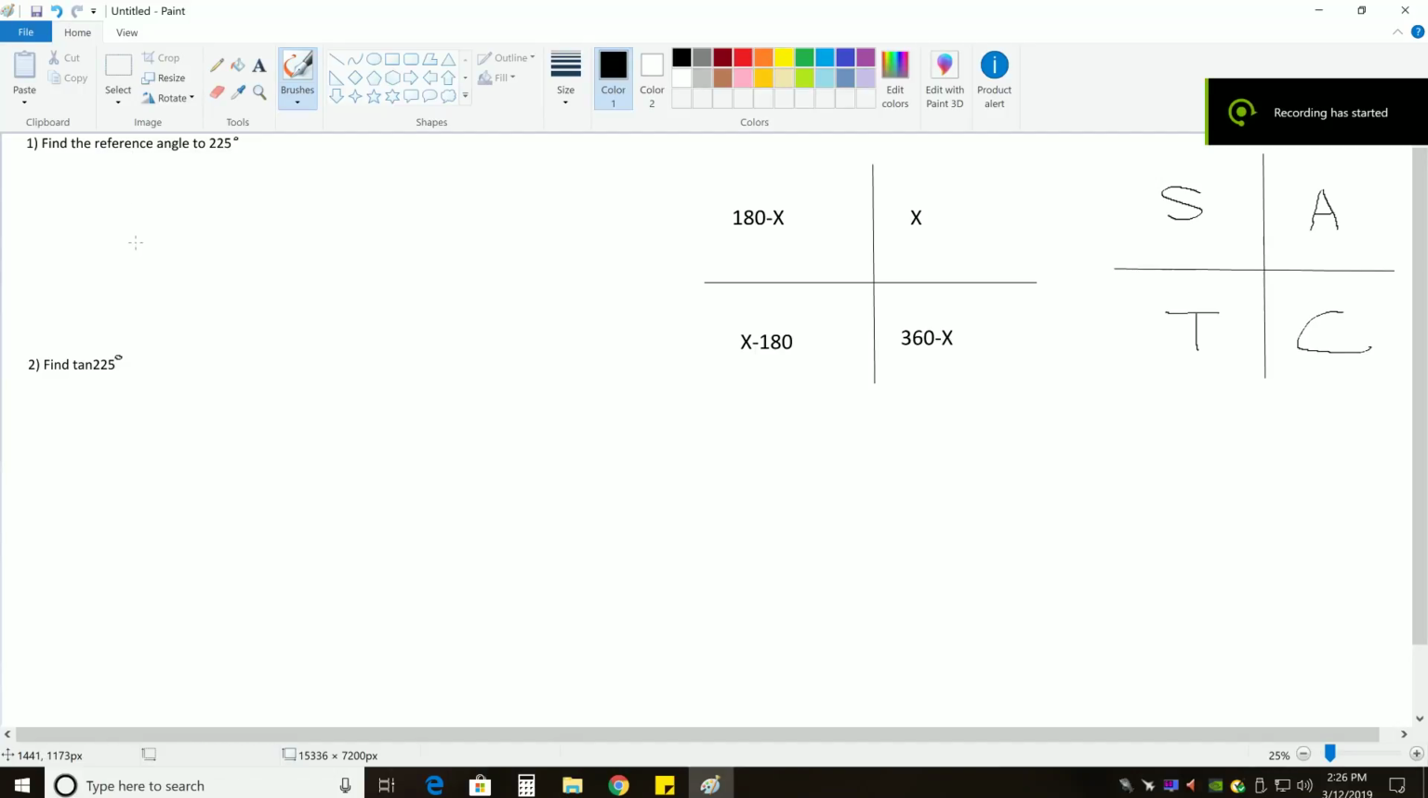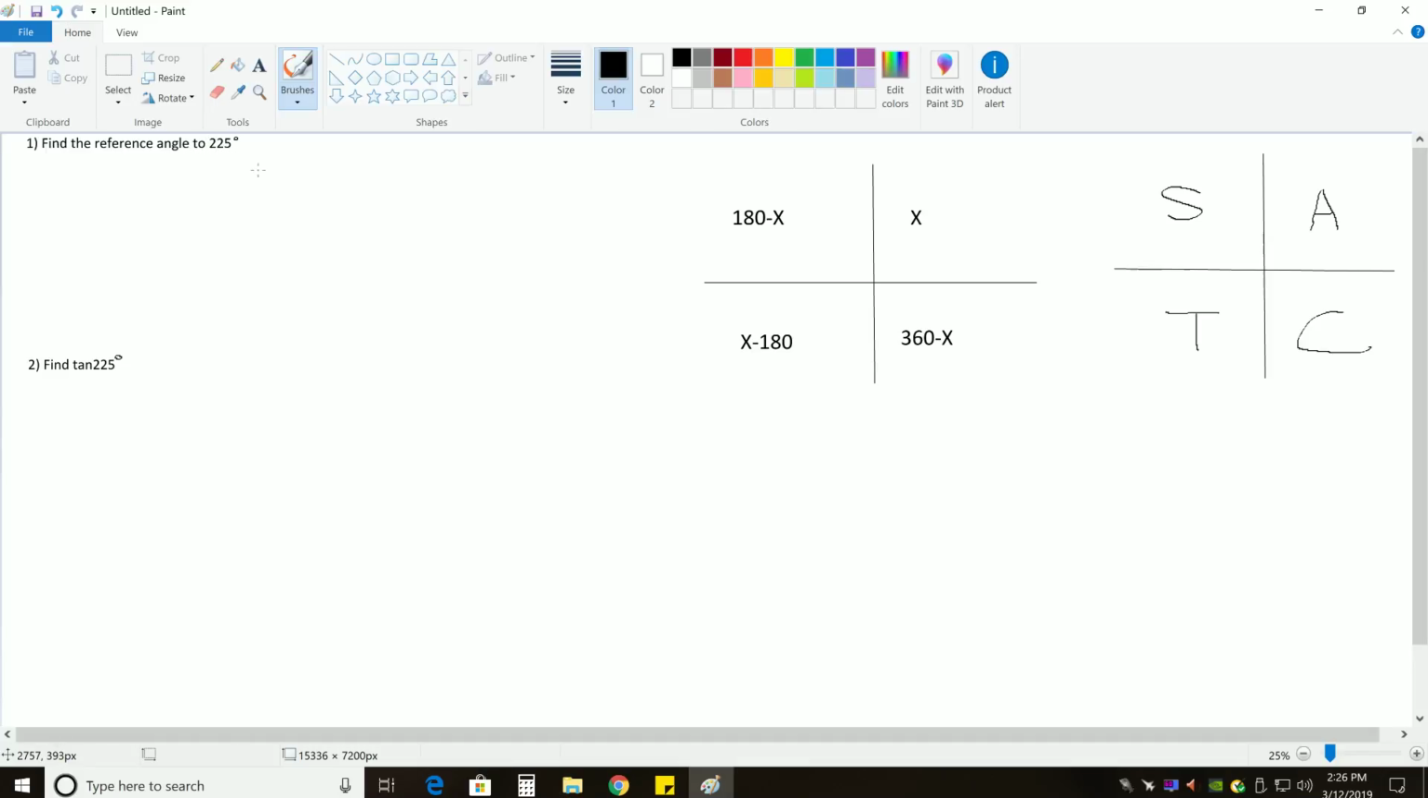Okay, so our main goal for this problem is to find tangent of 225 degrees. That's number 2 right here. But in order to do that, we're going to build up toward it by performing problem 1. We want to find the reference angle to 225 degrees.